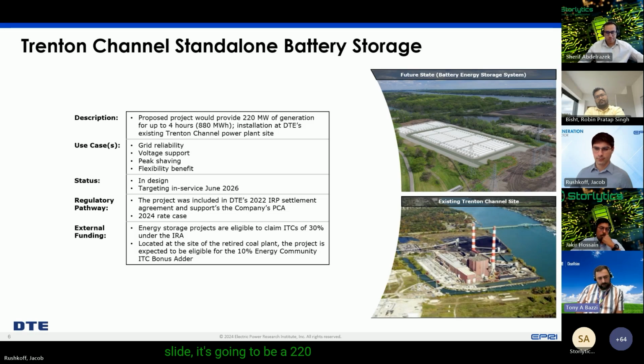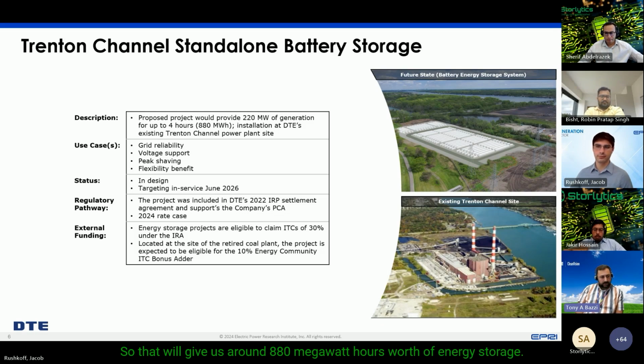It's going to be a 220 megawatt project for 4 hours, lithium-ion again. So that will give us around 880 megawatt hours worth of energy storage. The use cases will be grid reliability, arbitrage, peak shaving, flexibility benefits, and voltage support. It's targeting in-service operation in the first quarter of 2026, and it's also eligible for IRA benefits and the energy community adder as well.